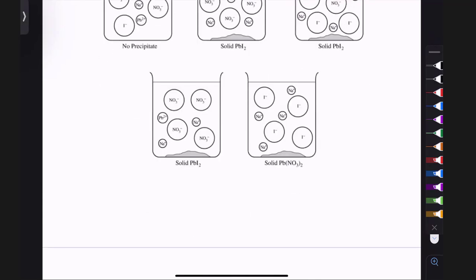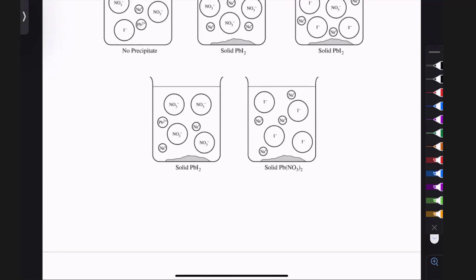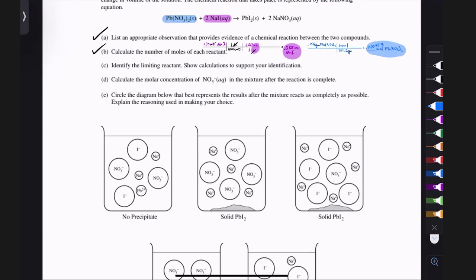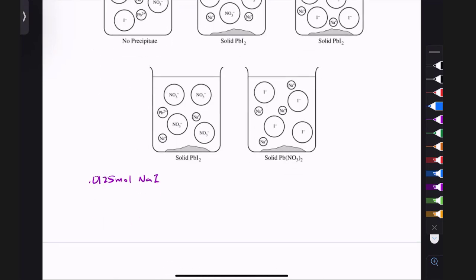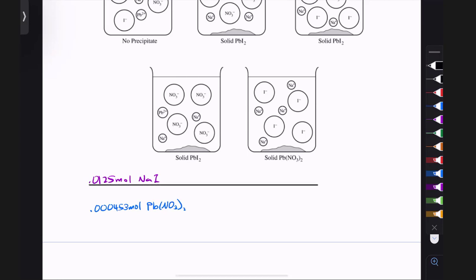So I'm going to show that down here below. I'm going to say 0.0125 moles of sodium iodide was how many moles there were. And then I had 0.000453 moles of lead nitrate, taken twice. Now there are several ways for you to figure out which one's limiting.